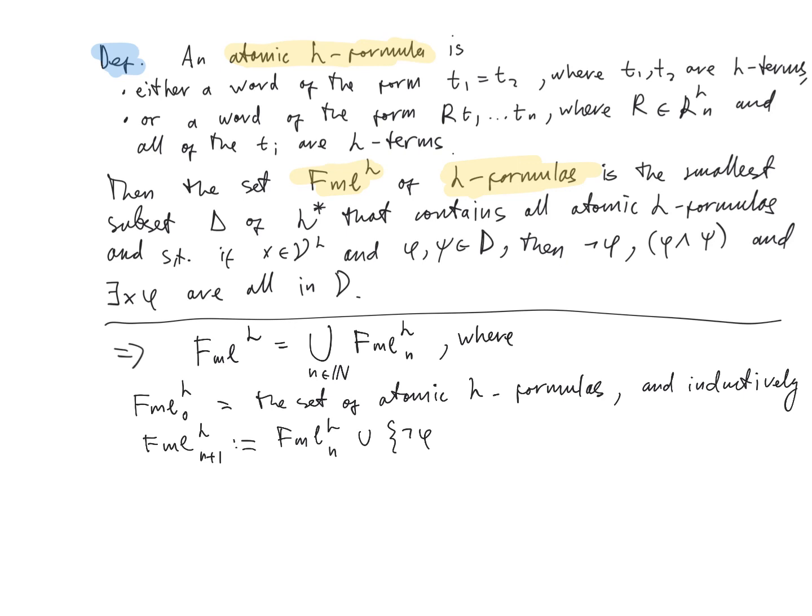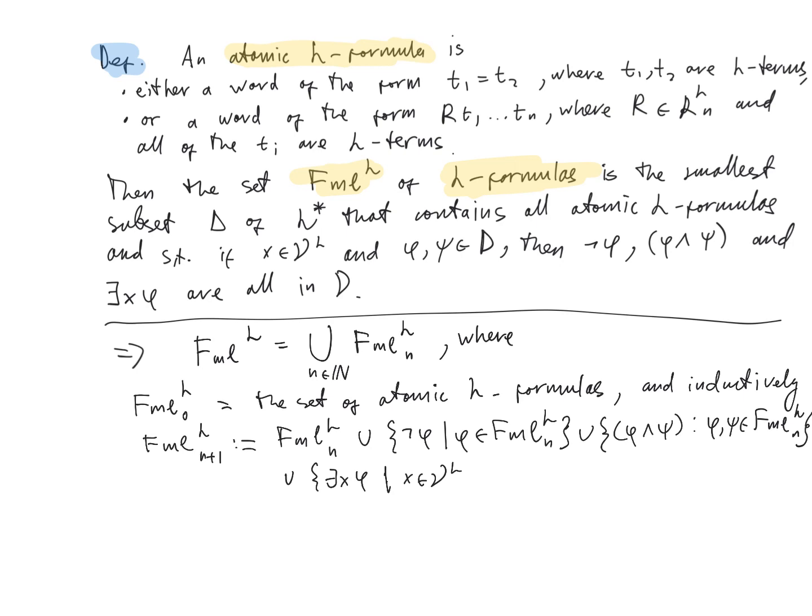So first we have all formulas of the form not phi, where phi is an element of the set obtained on the previous step FML n, union all formulas of the form phi conjunction psi, where phi and psi belong to FML n, and union the set exists x phi, so that x is a variable of the language L, or just a variable, and phi is a formula obtained on the step n.